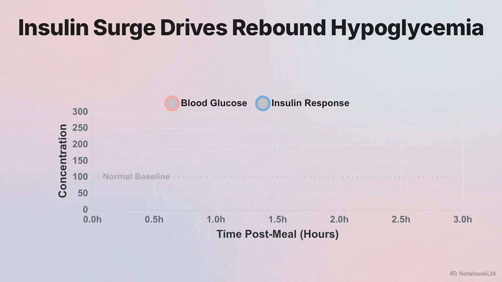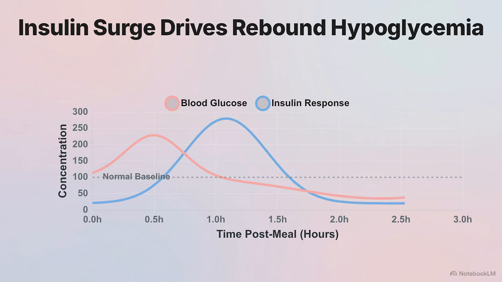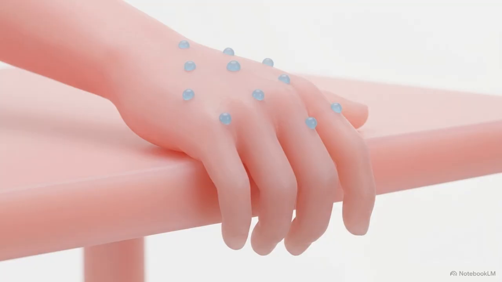This chart maps a delayed crisis, late dumping syndrome, occurring hours after eating. The rapid transit of food causes an aggressive spike in blood glucose. In response, the pancreas releases an overcompensating surge of insulin, driving glucose levels far below baseline. This rebound hypoglycemia manifests as sudden weakness, profound hunger, tremors, sweating, and syncope.